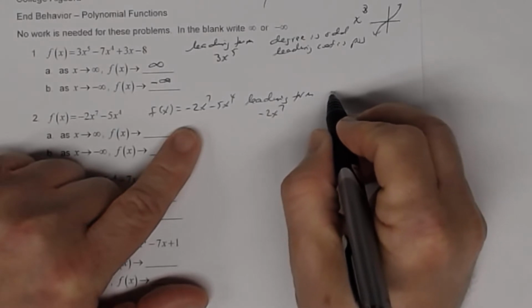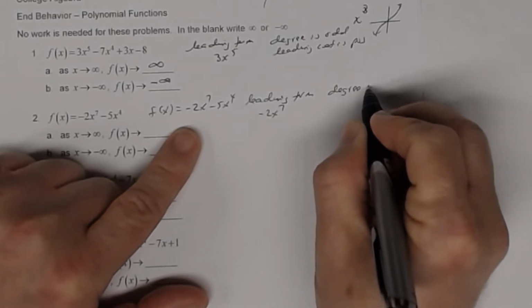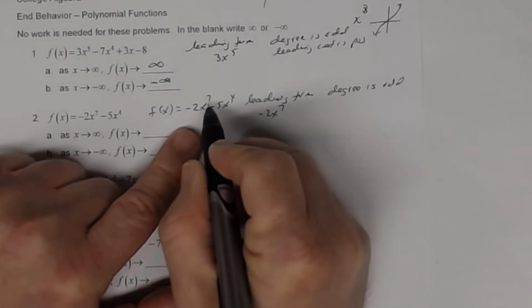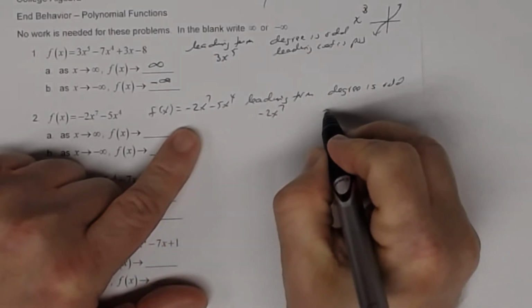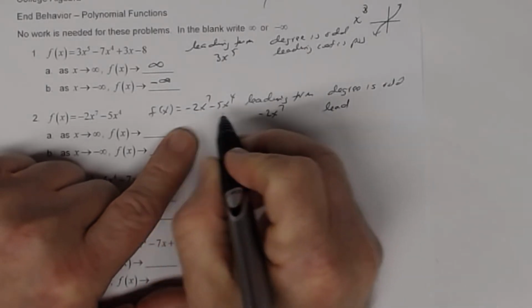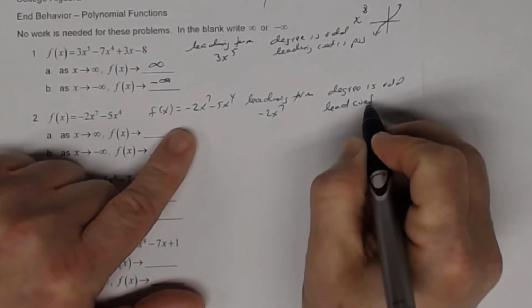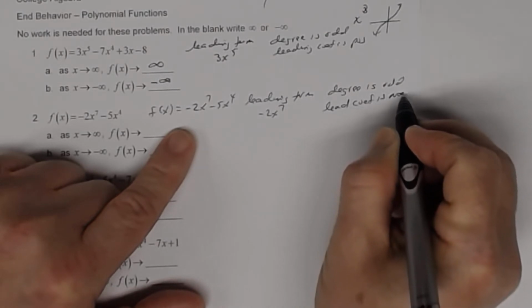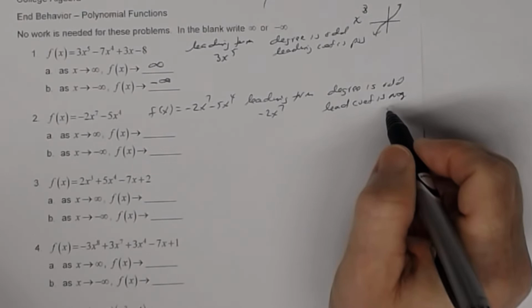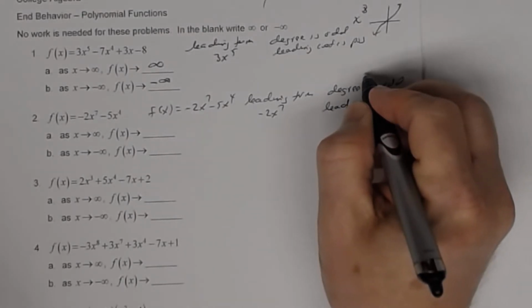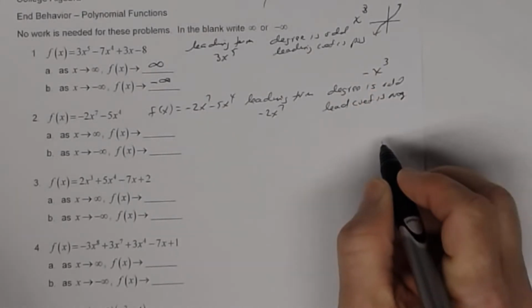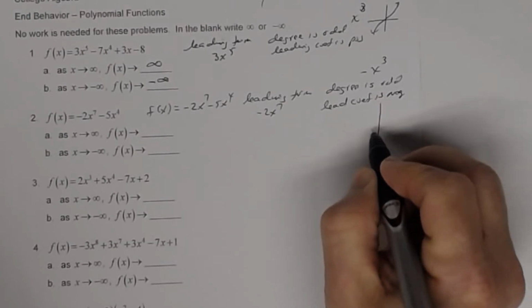So this time I know that my degree is odd, right? So degree is odd. 7 is an odd number. And my leading coefficient is negative 2. So my leading coefficient is negative. So when the degree is odd and the leading coefficient is negative, think of negative x cubed. So negative x cubed looks like this.